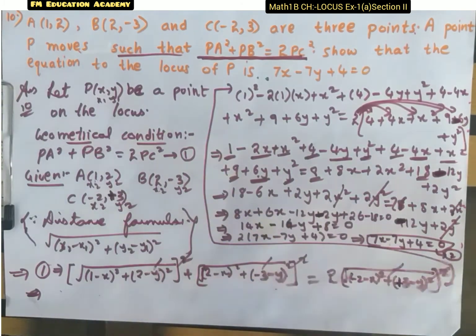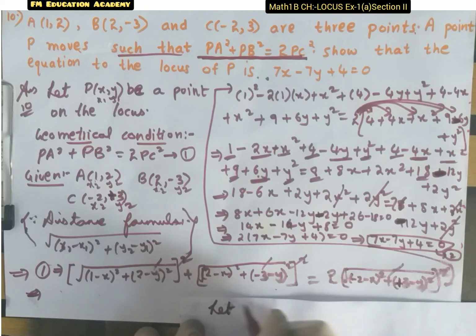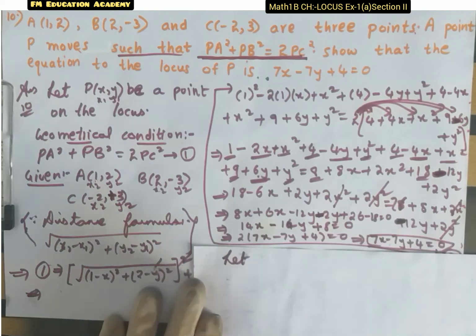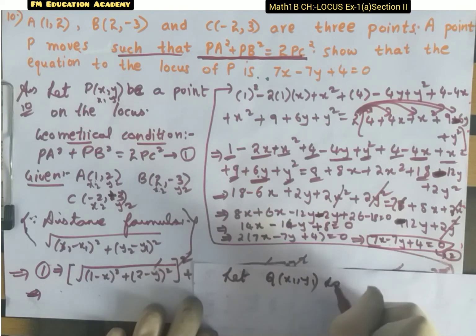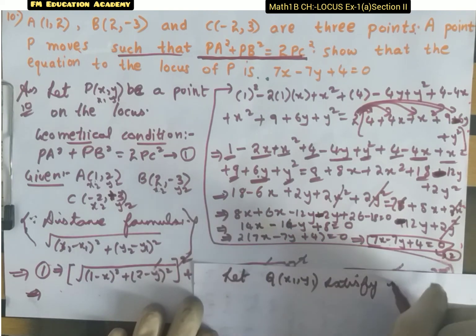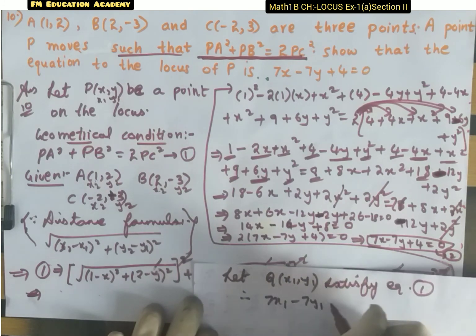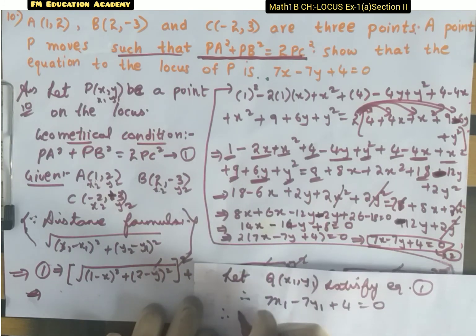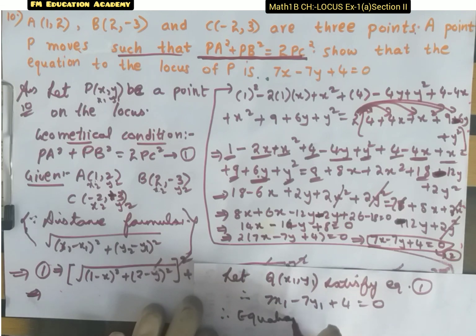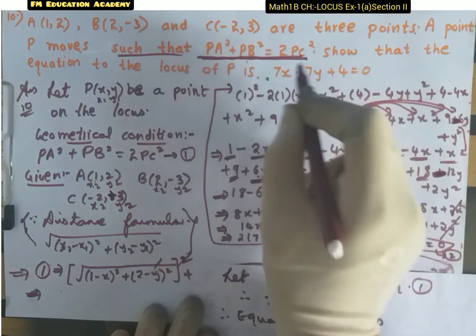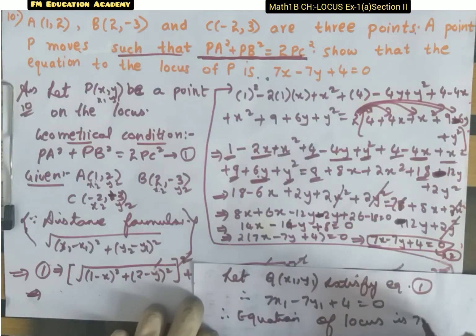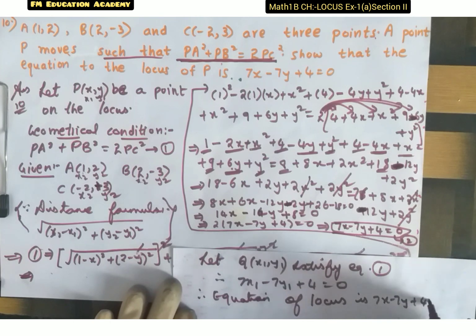Now we'll assume that let Q x1 y1 satisfy equation 1. Therefore we will have 7x1 minus 7y1 plus 4 is equals to 0. Therefore equation of locus is, what is the equation of locus? 7x minus 7y plus 4 is equals to 0. That only we had to prove, right? Is 7x minus 7y plus 4 is equals to 0.